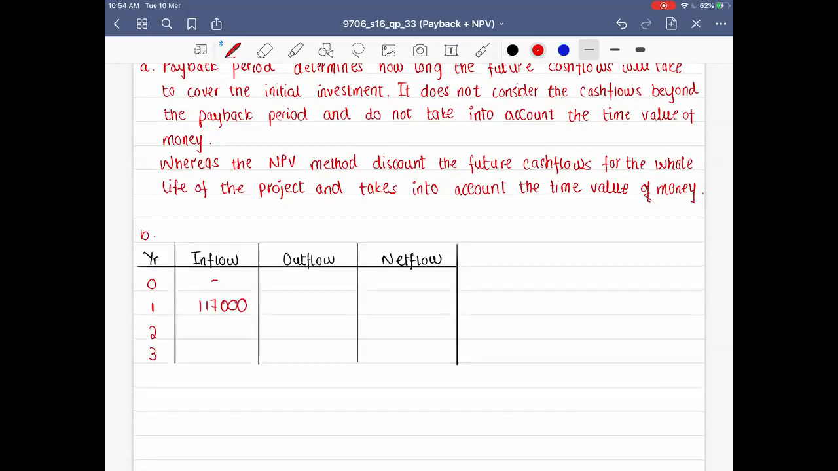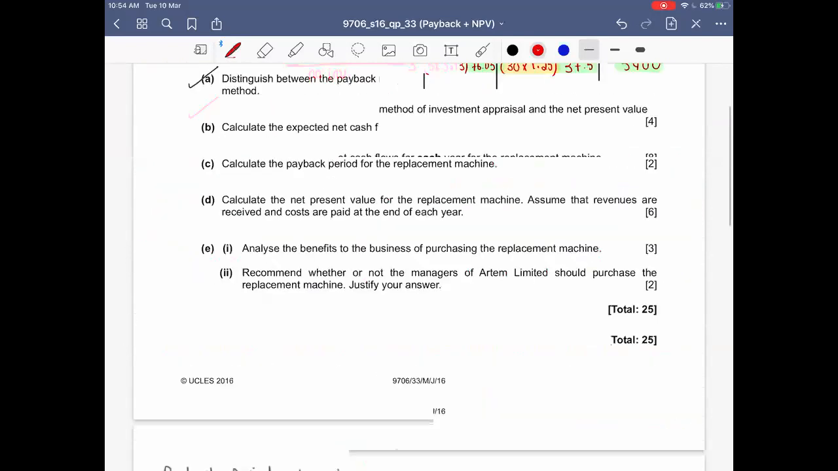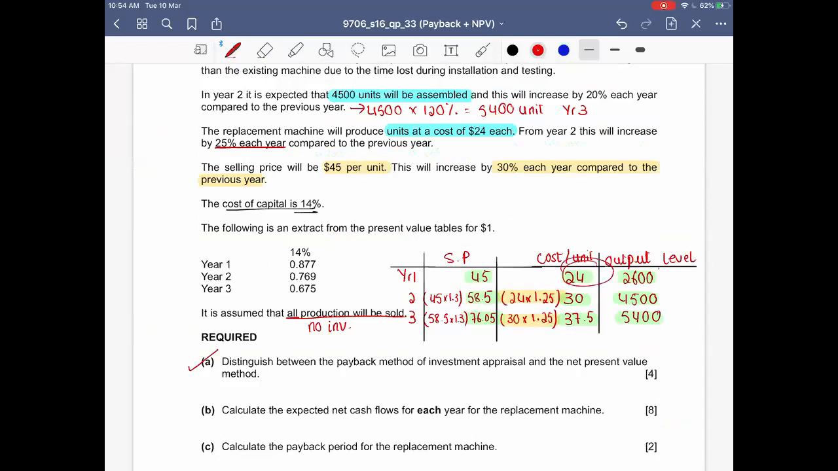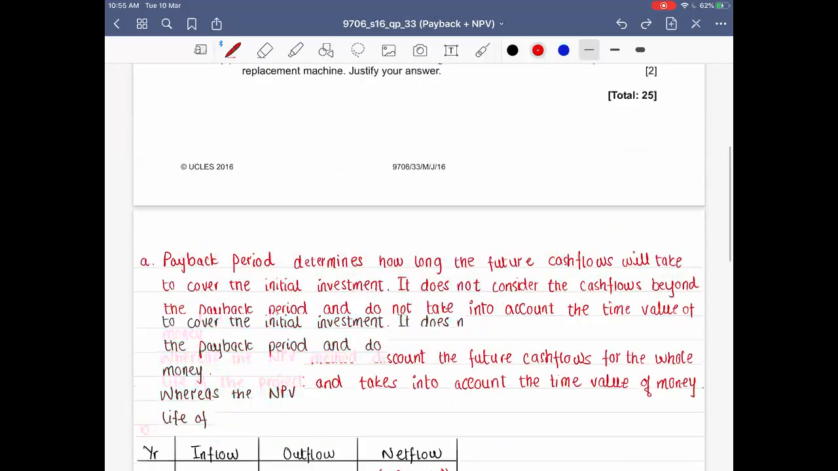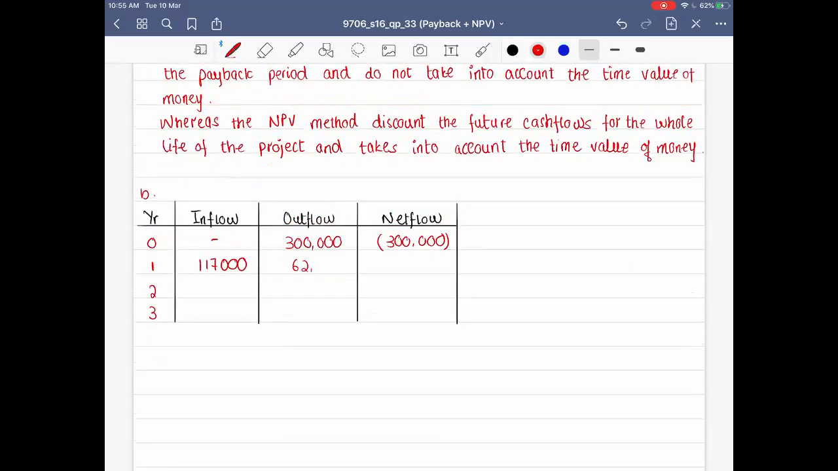ईयर 0 में हमारा नेट फ्लो कितना है? That is 300,000. $117,000. What is going to be our outflow? 2,600 units multiplied by 24. That is 62,400. 117,000 minus 62,400. Net flow is 54,600.